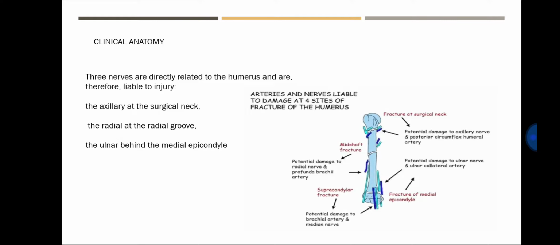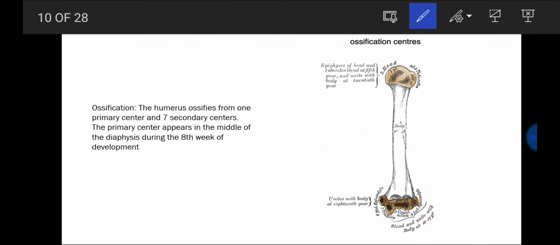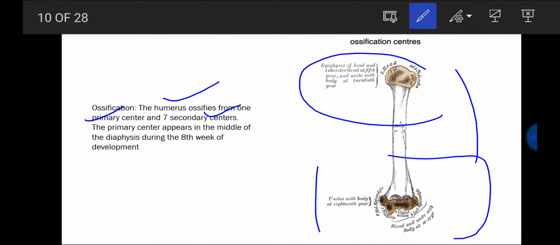Then there is ossification. What is ossification? The humerus ossifies from one primary center and 7 secondary centers. I defined all primary and secondary centers in this picture. The diaphysis ossifies during the 8th week of development.